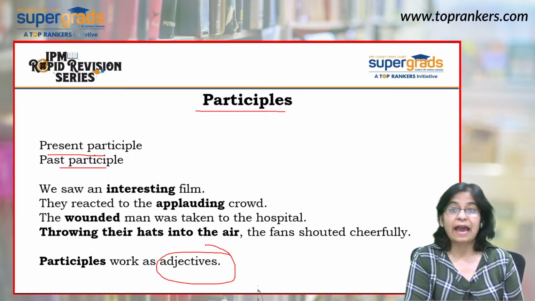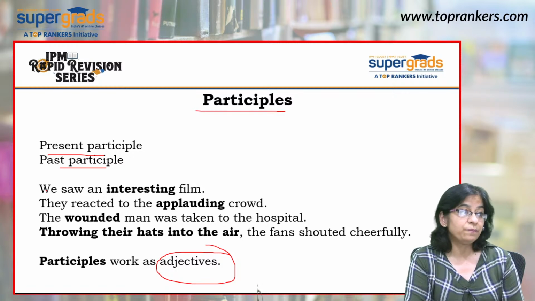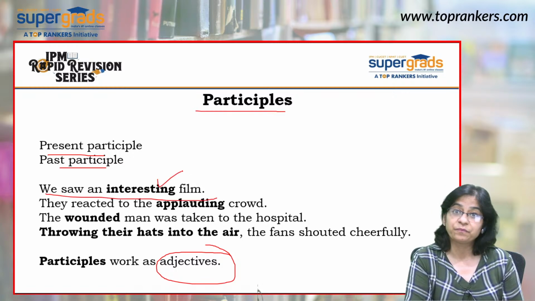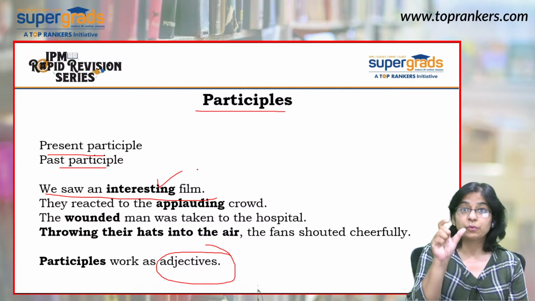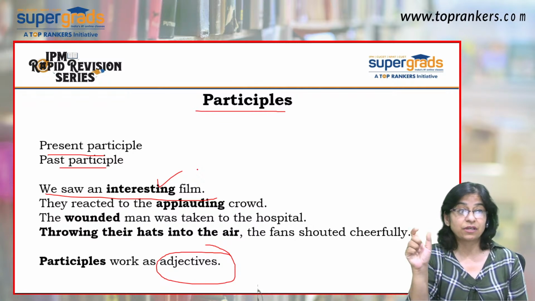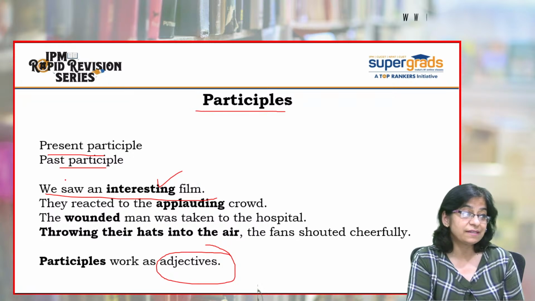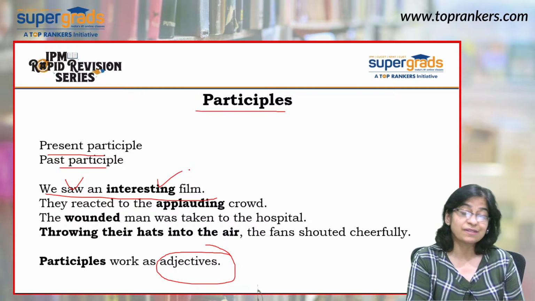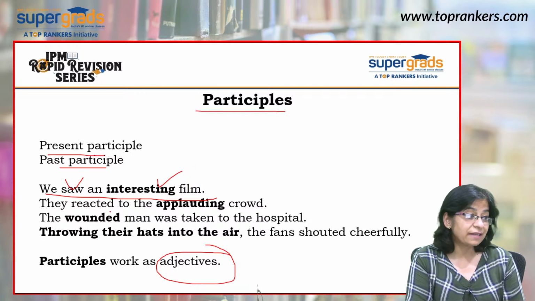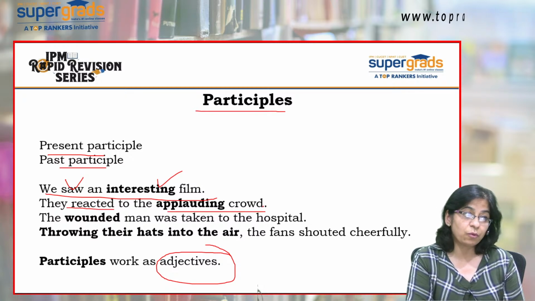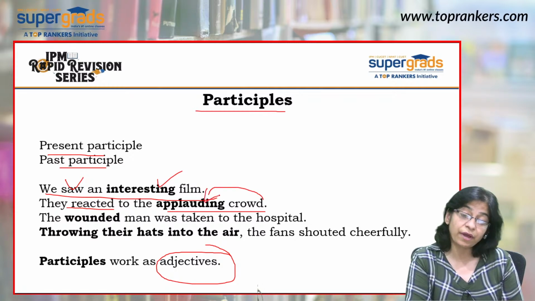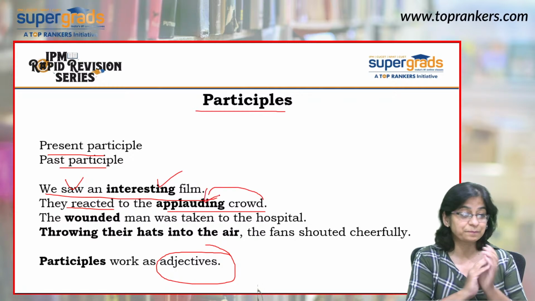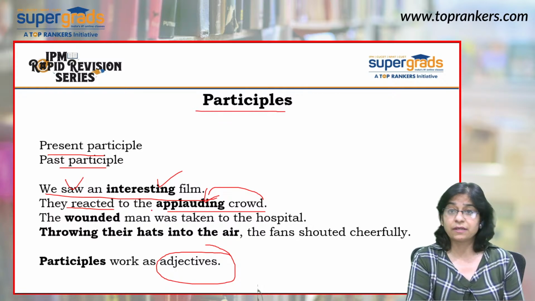They work like adjectives in a sentence. For example, we saw an interesting film. Now, the word interesting comprises the word interest, which is a verb, and ing. But here, the main verb of the sentence is saw. How was the movie? Well, the movie was interesting. So, this is the present participle. They reacted to the applauding crowd. Now, how did they react? They reacted to the crowd. I mean, how was the crowd? The crowd was applauding. The wounded man was taken to the hospital.